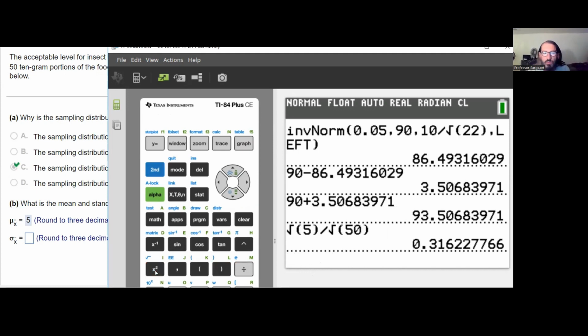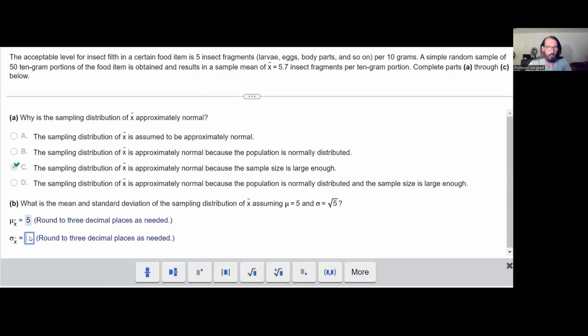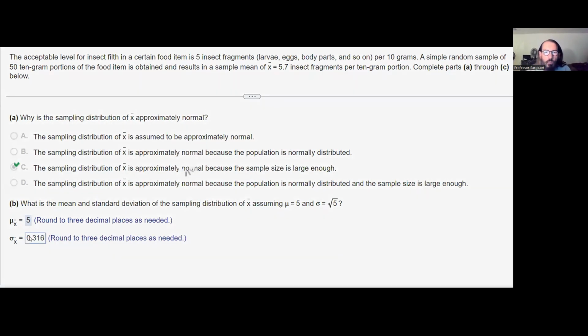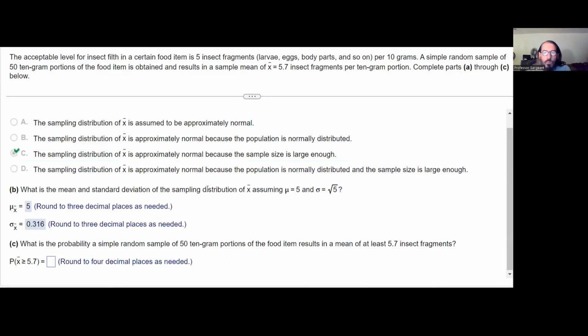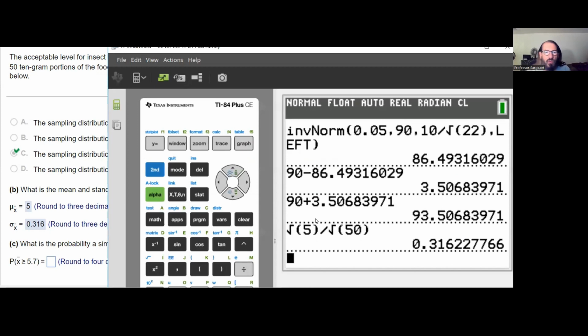And they want that rounded to 3 places. The thousandths place, that's going to be 0.316. So what is the probability that we would get a simple random sample of 50 of these with at least 5.7? That's going to be shaded to the right again when we say at least.